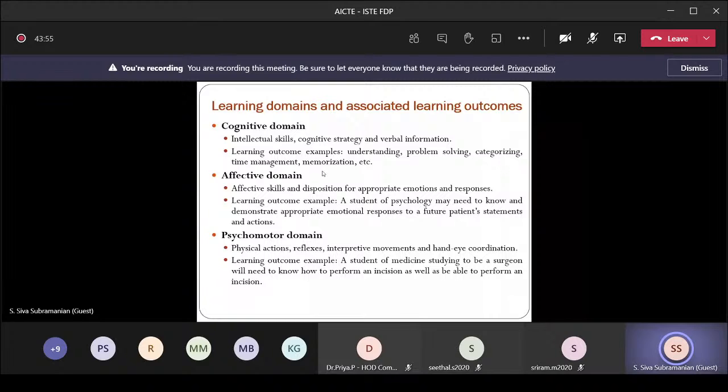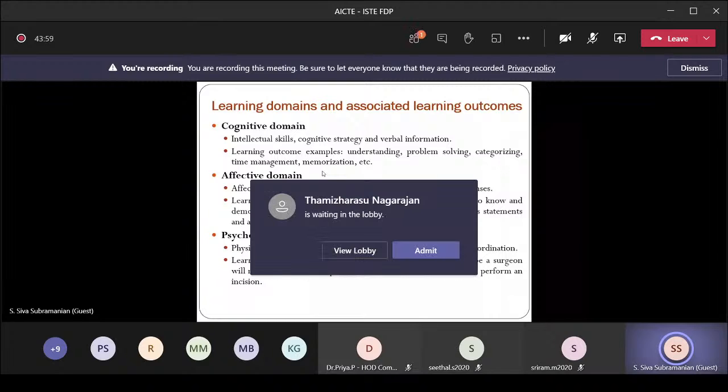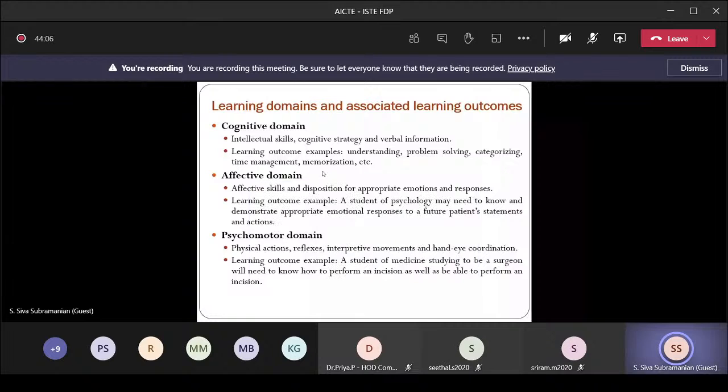Your mind should know how to do it, and at the same time, your eye and hand coordination should be there to perform the incision, right? So I hope I'm able to differentiate these three domains. And in this session, we're just going to limit ourselves to the cognitive domain. Okay.